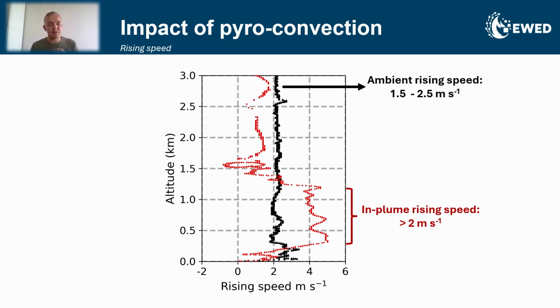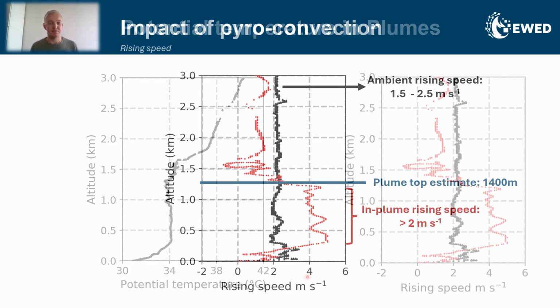And the nice thing about this is that it also provides an estimate of the plume top of the convective plume, right? Because that is the point where the rising speed will go back to normal, to around 1.5 to 2.5 meters per second. So in this case, we could estimate the plume top to be around 1400 meters.